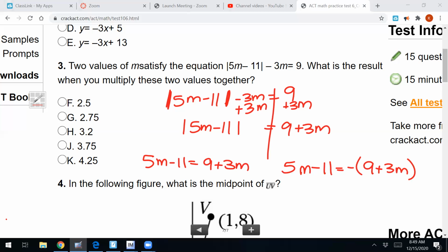So then once you have it there, you just solve them out. So I'm just going to subtract 3m. 5m minus 3m is 2m. Add 11. That equals 20. Divide by 2. M equals 10. That's one of my answers.